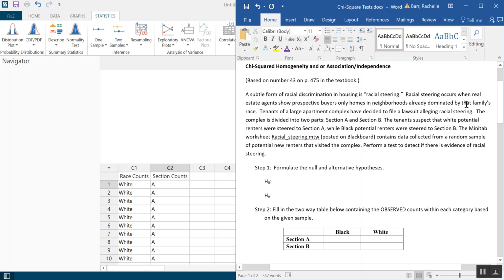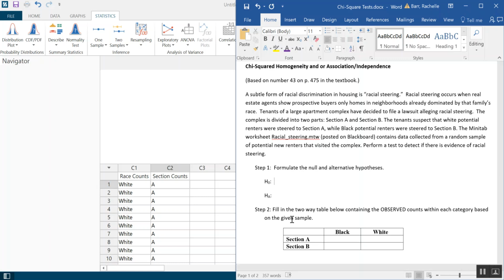Let's read the question so we can get started. A subtle form of racial discrimination in housing is called racial steering. Racial steering occurs when real estate agents show prospective buyers only homes in neighborhoods already dominated by that family's current race. Tenants of a larger apartment complex have decided to file a lawsuit alleging racial steering. The complex is divided into two parts, Section A and Section B, and tenants suspect that white potential renters were steered into Section A, while black potential renters were steered into Section B. Minitab worksheet racial steering MTW contains data from a random sample of potential new renters that visited the complex. Perform a test to detect if there was evidence of racial steering.